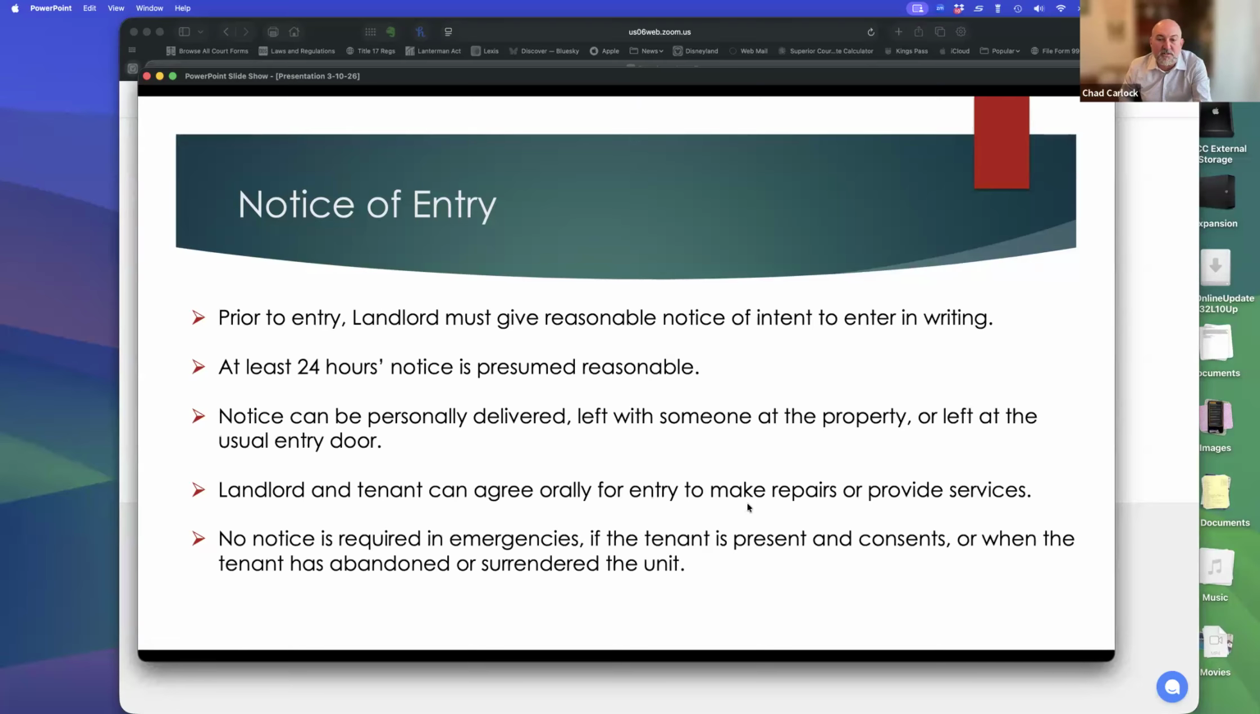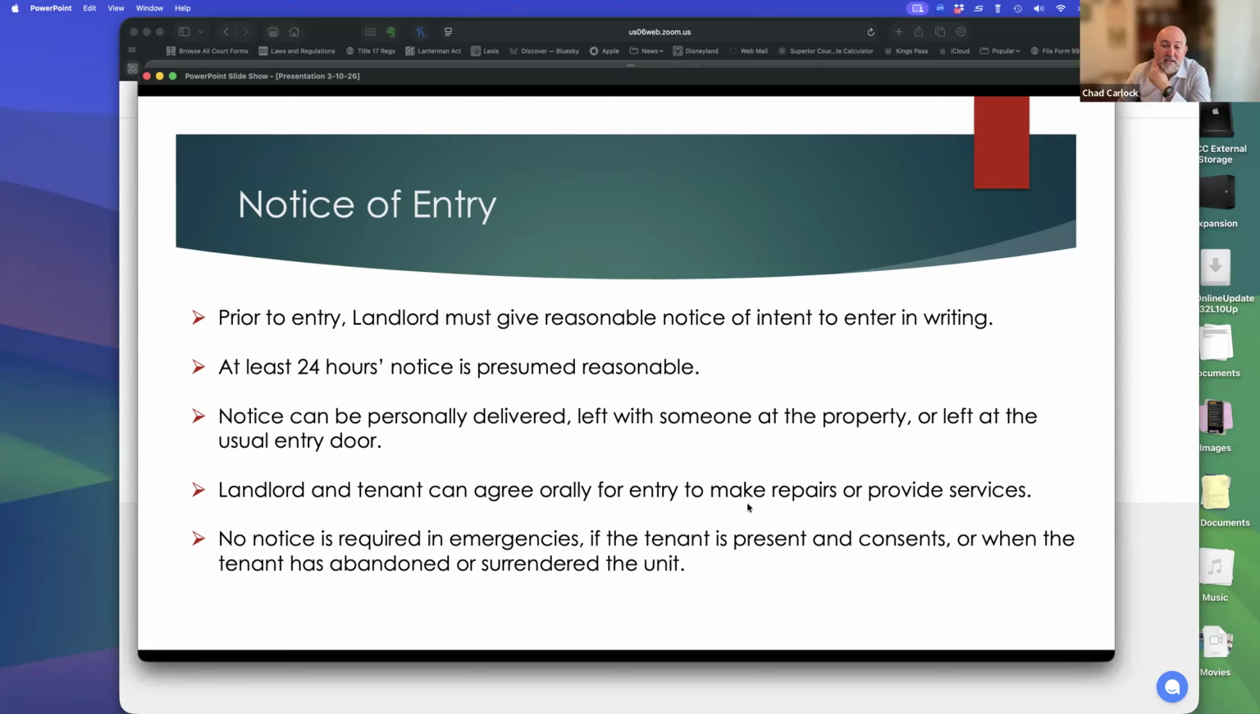The notice needs to be either personally delivered to the tenant, left with someone else at the property if the tenant's not there, or generally left at the usual entry door. It says, posted on the premises, or left at the usual entry door. If you leave it at the usual entry door, that's where they're most likely to actually see it. Obviously, you want to make sure that they see it so that you can avoid any disputes after the fact of, oh, well, I left notice, but I put the notice on the side of the driveway, and they didn't see it, and then there you are at the house, and you're having a dispute or an issue that you didn't need to have.